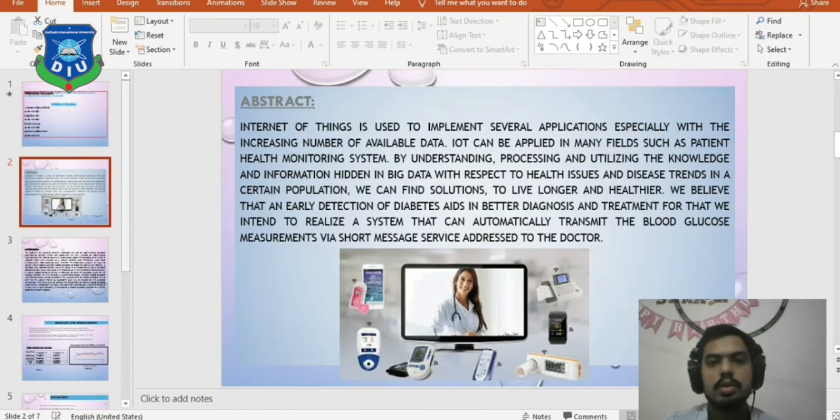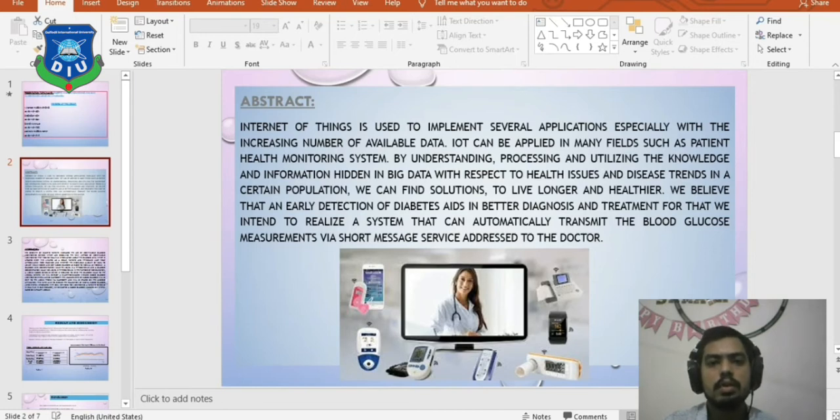IoT means Internet of Things. It is used to implement several applications. IoT can be applied in many fields, such as patient health monitoring systems. By understanding, processing and utilizing the knowledge and information hidden in big data with respect to health issues and disease trends in certain populations, we can find solutions to live longer and healthier.